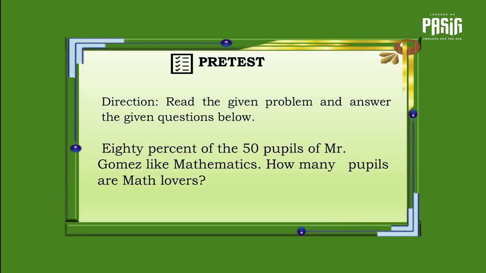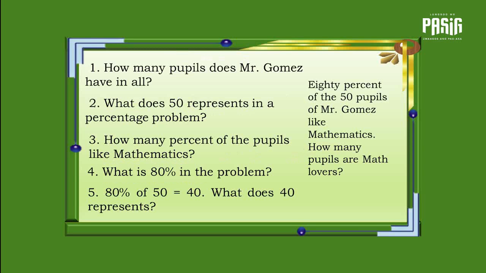Before we proceed to our lesson, we are going to have the pretest first. Direction. Read the given problem and answer the given questions below. Here is a problem. 80% of the 50 pupils of Mr. Gomez like mathematics. How many pupils are math lovers? And here are the questions.